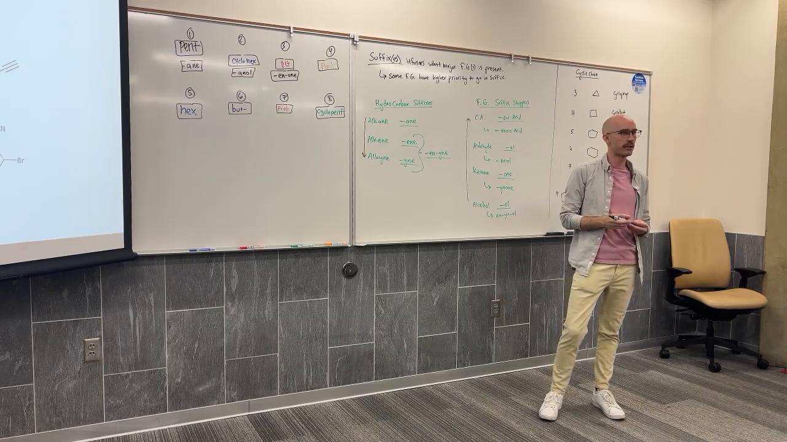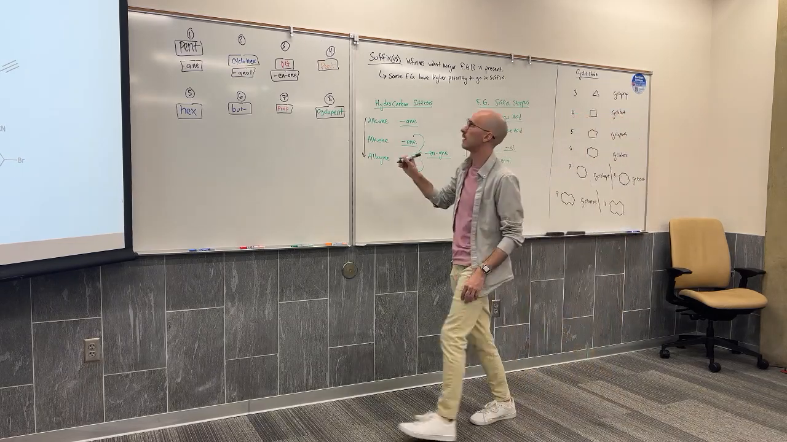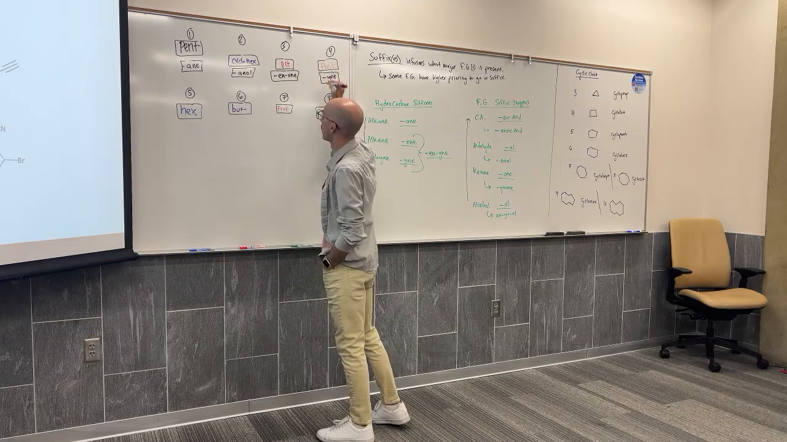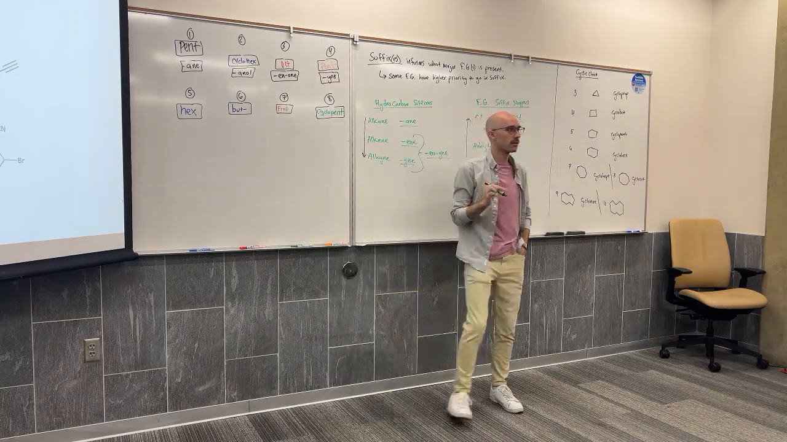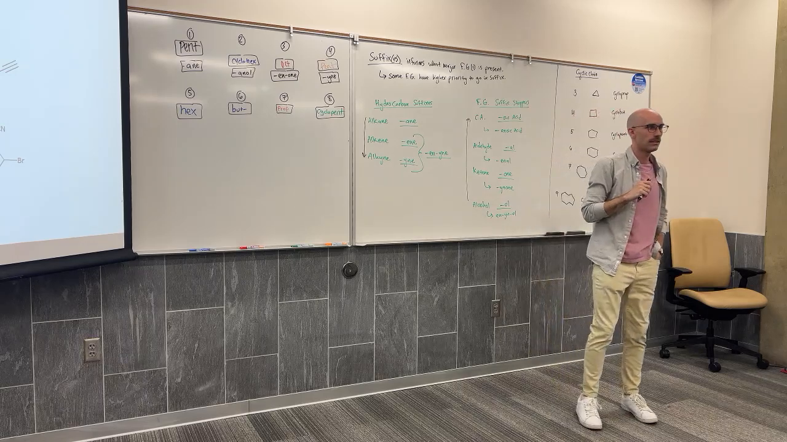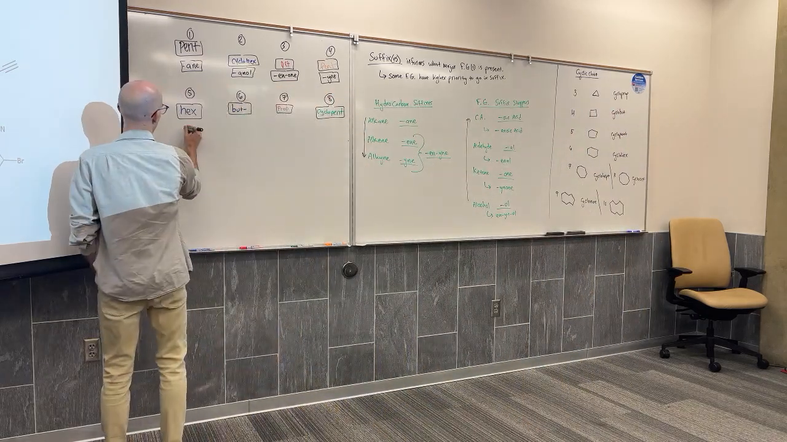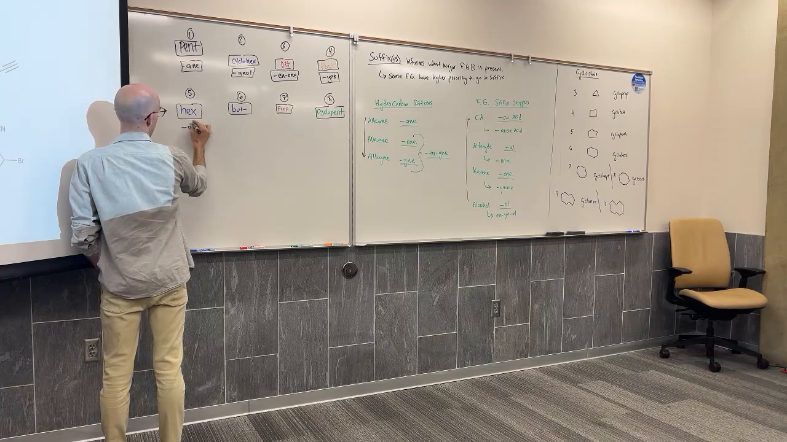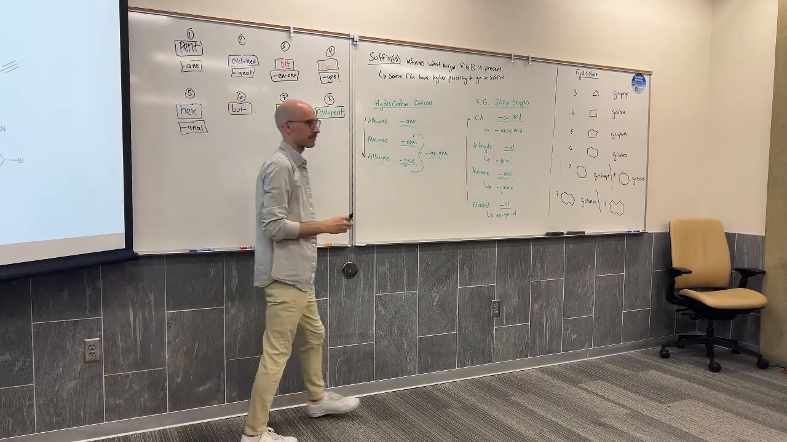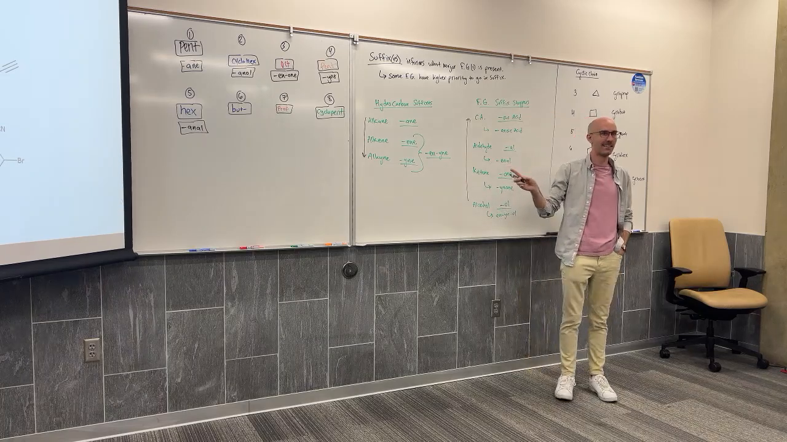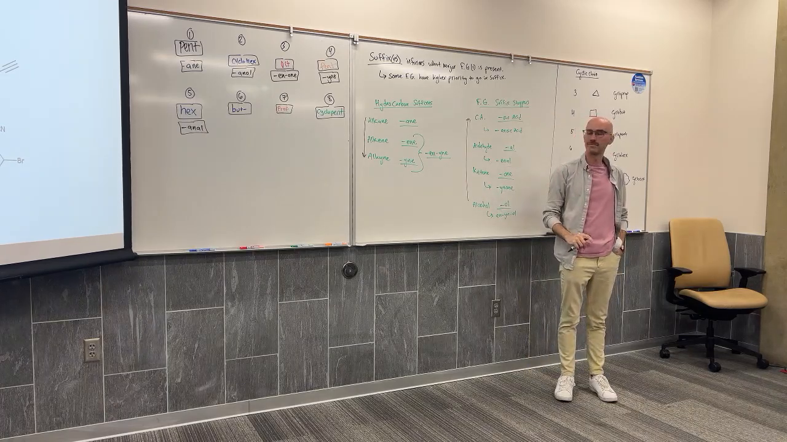Compound 4, what's the suffix? Yne. For the alkyne functionality, the triple bond. Compound 5, what's the suffix? I'll give this one to you guys, so none of you have to feel embarrassed saying it. This is anal. Spelled anal, pronounced anal, because it's an aldehyde.